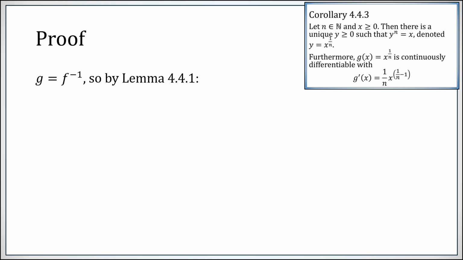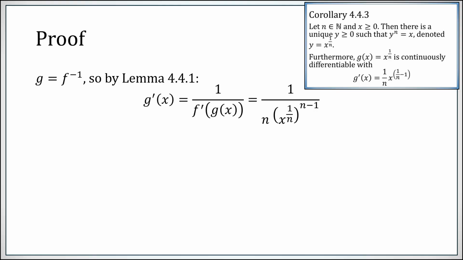Okay, since this function g is the inverse of f, we can call on that previous lemma. The derivative of g at x is 1 over the derivative of f at g of x. G of x was the nth root of x. F of x was x to the n, so its derivative is n times the input to the n minus 1 power. And now just based on laws of exponents, we arrive at the desired form here.